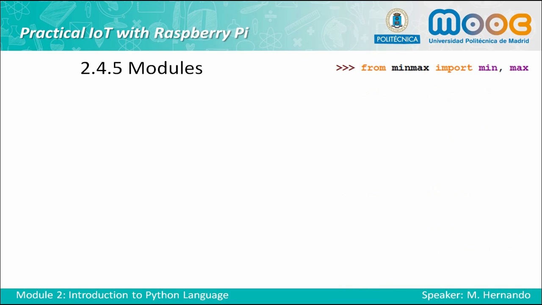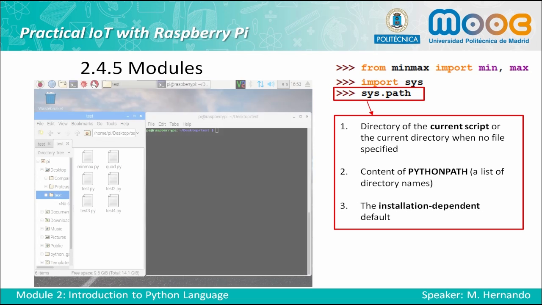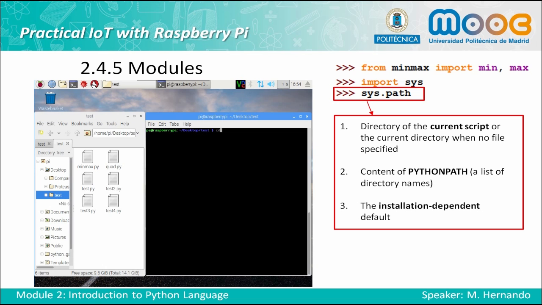When a module named minmax is imported, the interpreter first searches for a built-in module with that name. If not found, it then searches for a file named minmax.py in a list of directories given by the variable sys.path. sys.path is initialized from these locations. First, the directory containing the input script, the variable PYTHONPATH, a list of directory names with the same syntax as the shell variable PATH, and the installation-dependent default. That's the reason for moving to the directory before running the Python interpreter in the example.